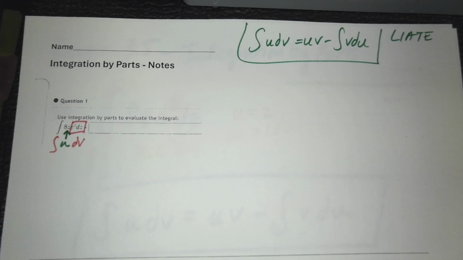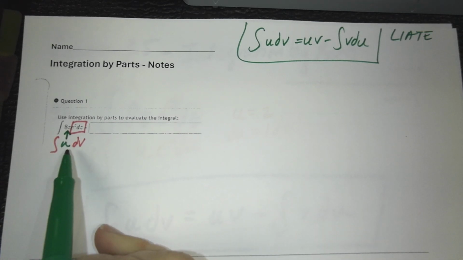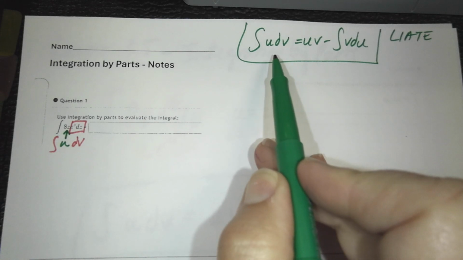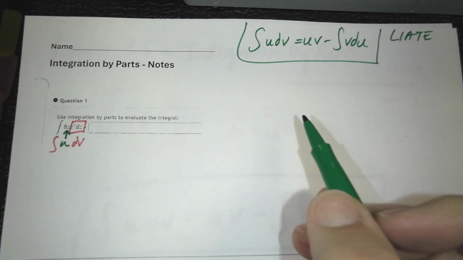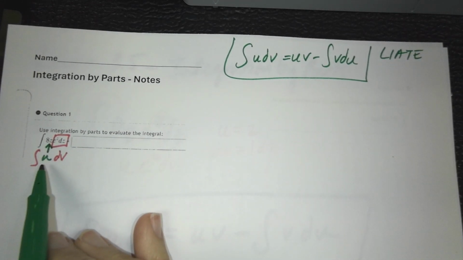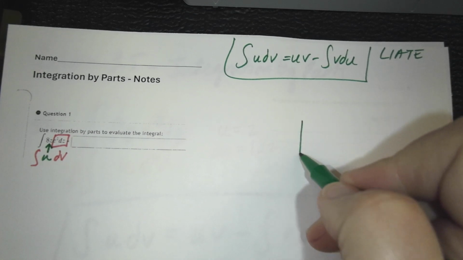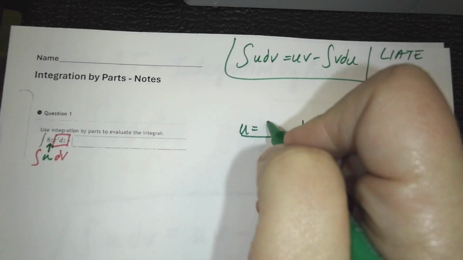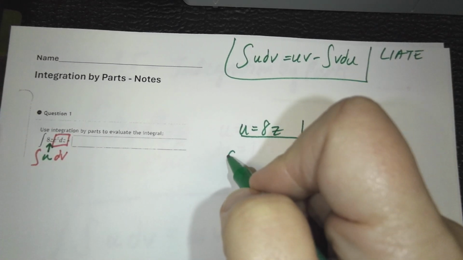Now I'm integrating u dv. You with me? Okay. Once you know what your u is, you can now create this little rectangular box. Your u is 8z. Underneath it, you're going to write du.